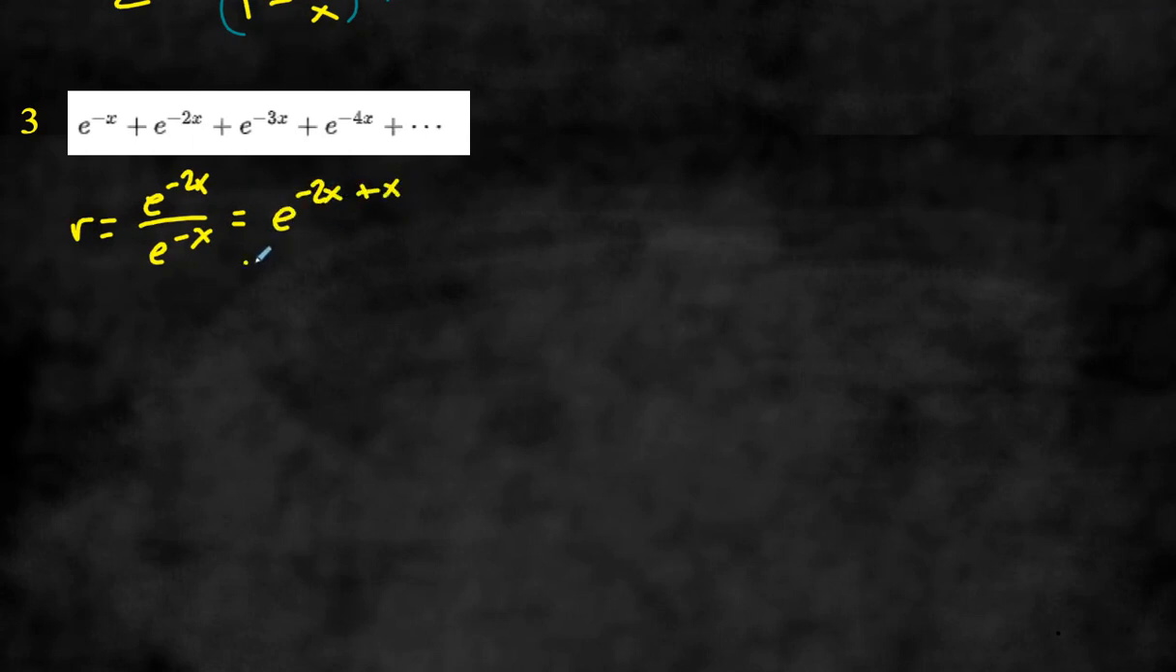Finally, we go to the third one, and maybe starting to see what's happening here. If we take the common ratio here, e to the negative 2x divided by e to the negative x, that'll be our ratio. Subtract exponents, negative 2x, subtracting the negative x, plus x, so we get e to the negative x. That's what we're multiplying by each time. When does e to the negative x take on a value that's less than 1? That's when this will converge. This is always positive.